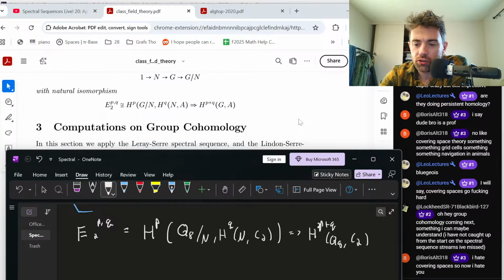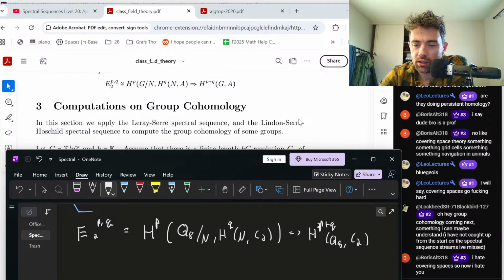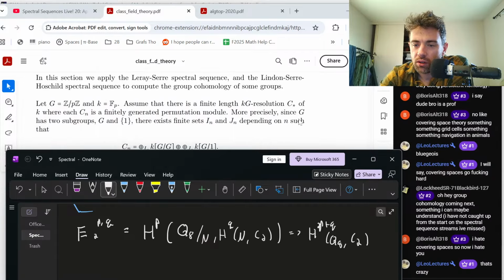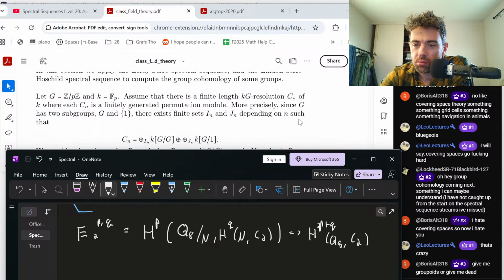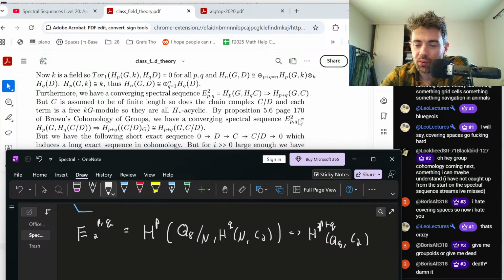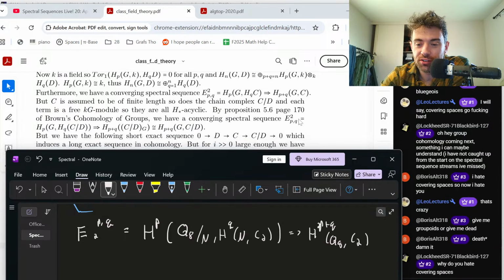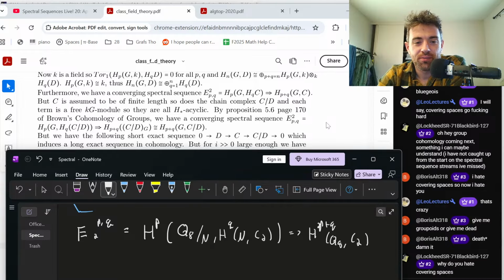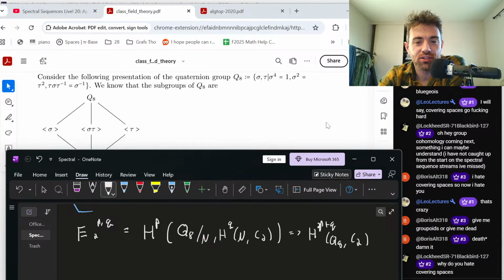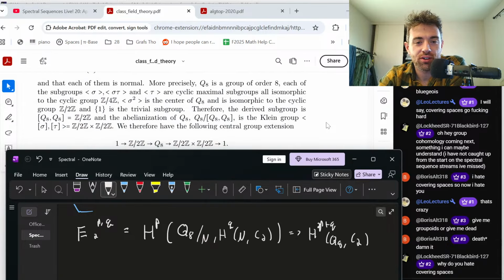Group cohomology coming next. Something you can maybe understand. Well, that's good. Bourgeois, indeed. Wow, Boris, you're gunning to get banned here now too. How could you possibly hate cover spaces? Such an incredible idea that leads to the étale version of all of this stuff.